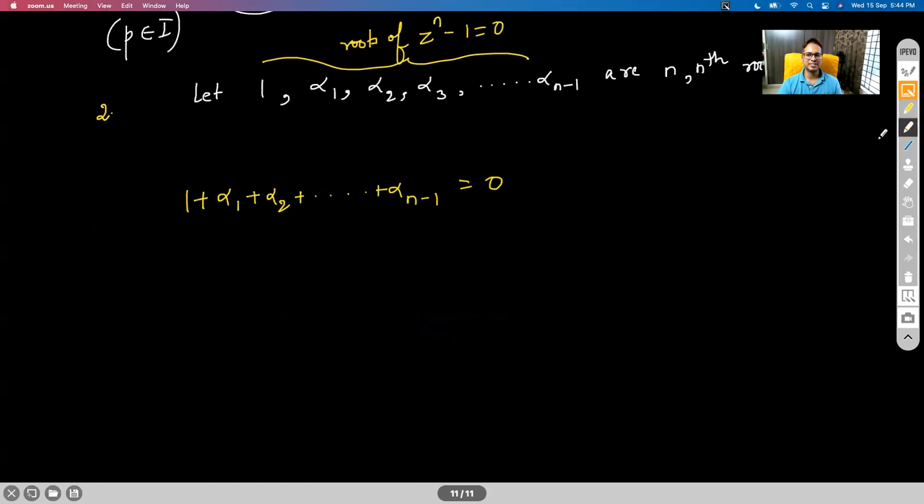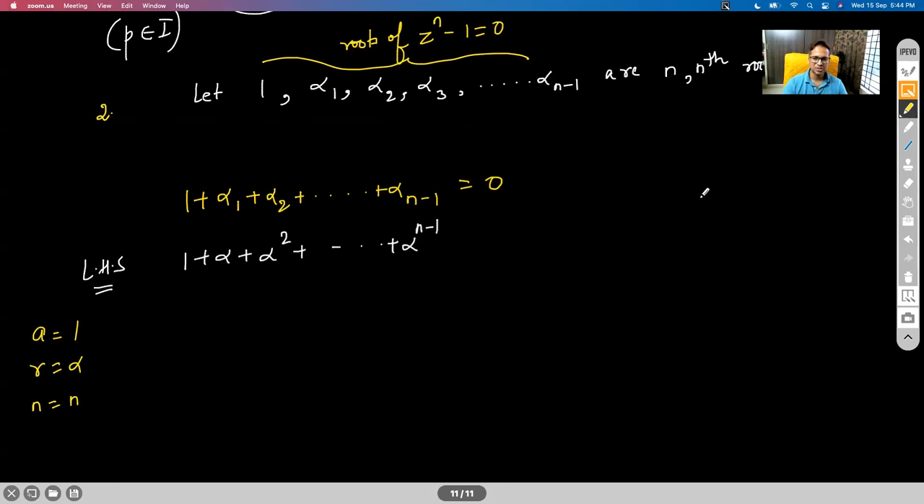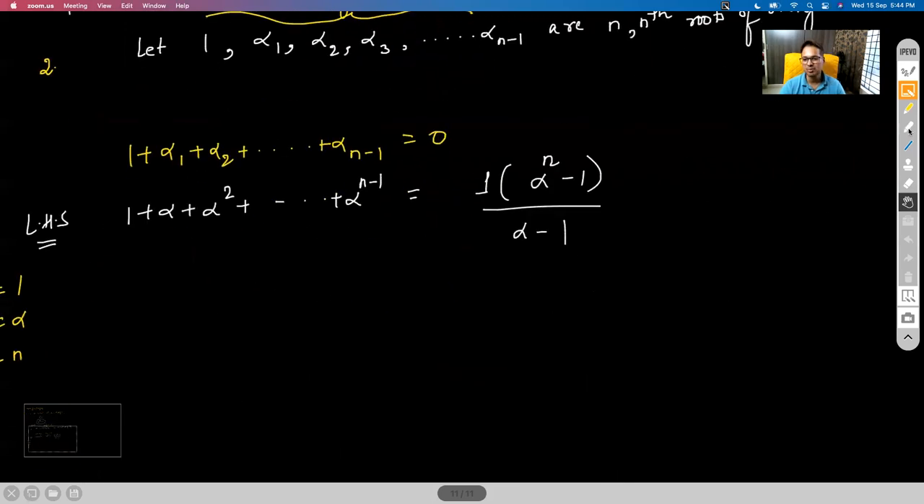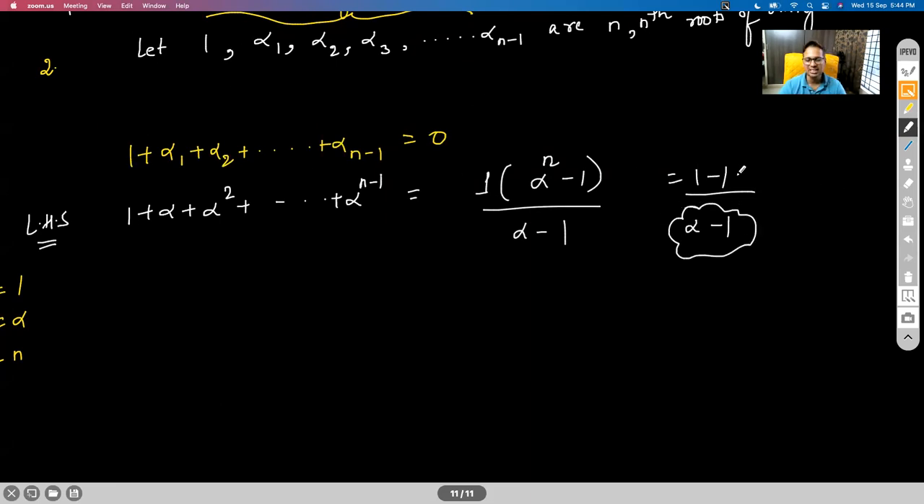But if you go by your geometric progression formula, this is actually alpha, this is actually alpha square and so on, and this is actually alpha to the power n minus 1. So alpha 1 is actually your alpha, then alpha 2 is alpha square and so on. If you look at your left-hand side, it's clearly a geometric progression whose first term is 1, common ratio is alpha, and number of terms is n. If you use your formula, it becomes (alpha to the power n minus 1) by (alpha minus 1). Now remember, alpha to the power n from the previous property is 1. So this will become (1 minus 1) by (alpha minus 1). This denominator is a non-zero term because alpha is not 1, since 1 they have already cited separately. So this is 0 by a non-zero quantity, which is always 0.